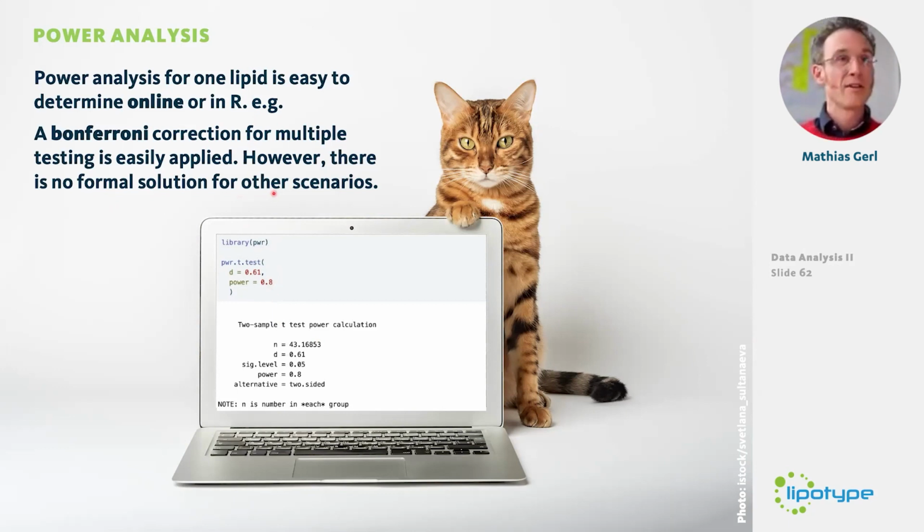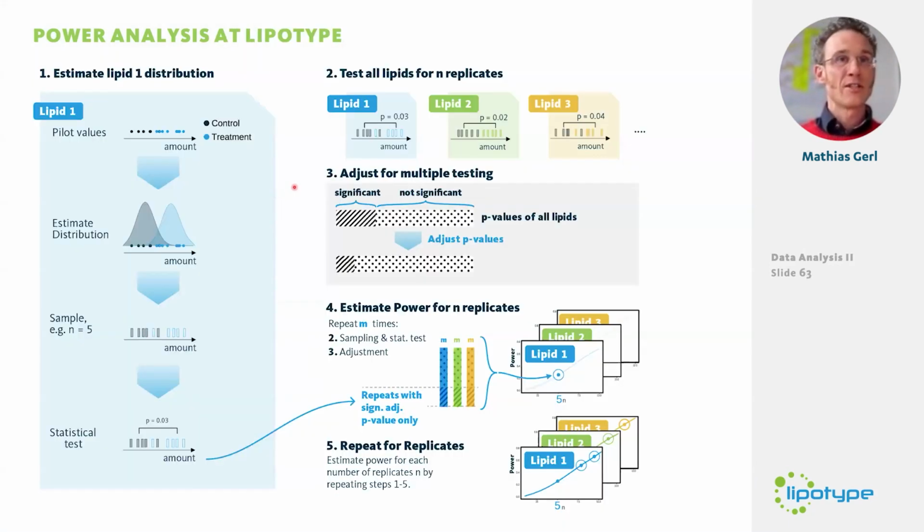And this is this one. I'll just quickly go through with you what we do here. So what you're always going to need is some pilot values. Some kind of measurement that you have before, minimum, let's say 3, so that you can say, okay, this is the distribution of my lipids and this is the effect size that I expect. From this, you can actually estimate the distribution. It doesn't have to be a normal distribution.